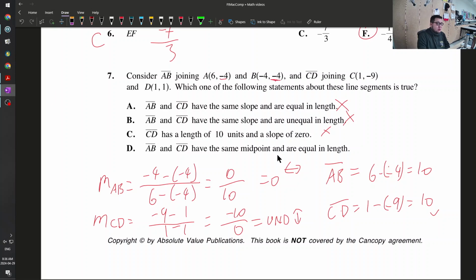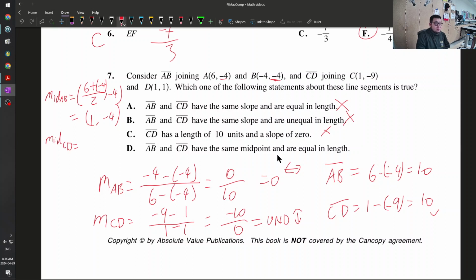So midpoint of AB is equal to... Sorry, for the midpoint, you add them together. 6 plus -4 is 2. 2 divided by 2 is 1, comma -4 is the midpoint of AB. What's the midpoint of CD?